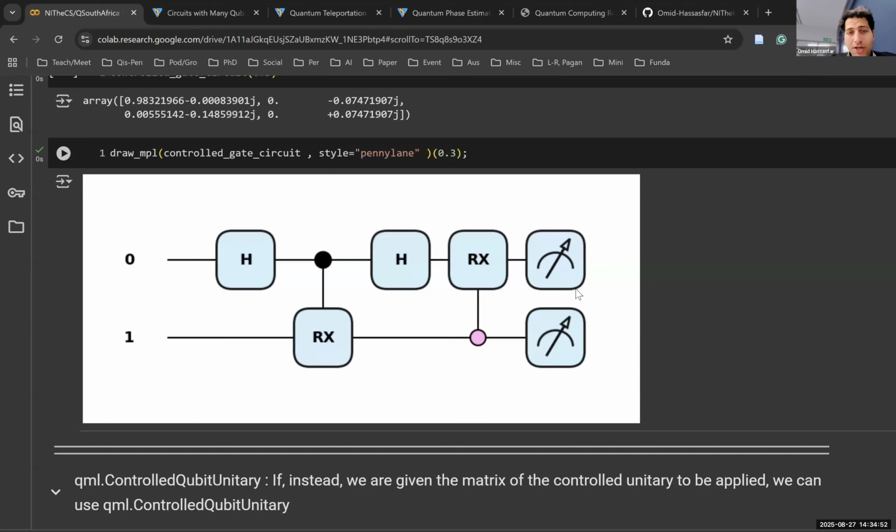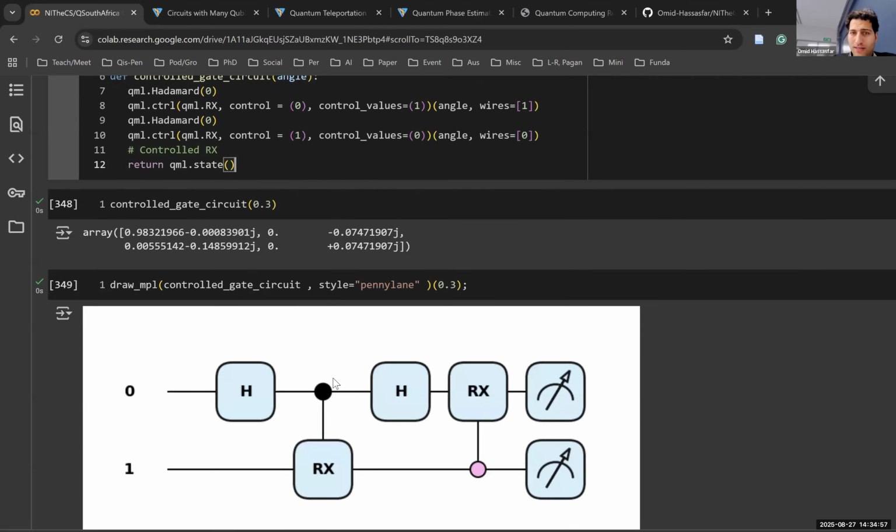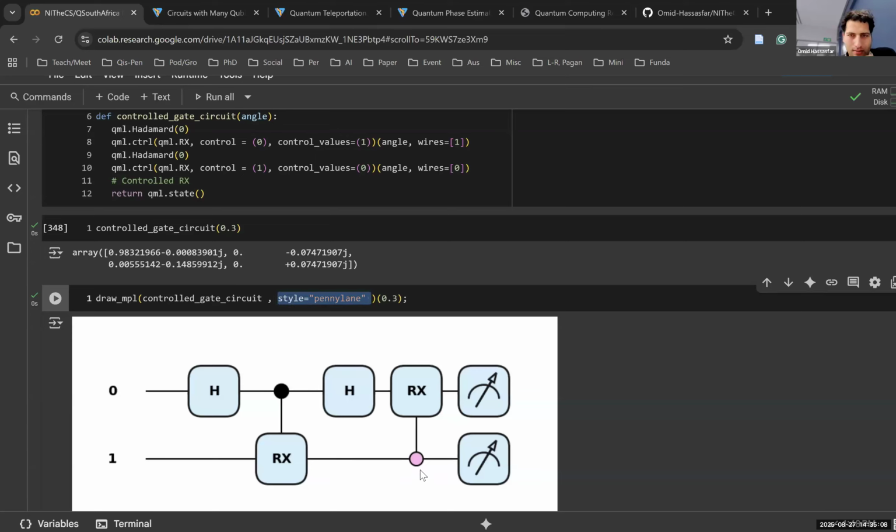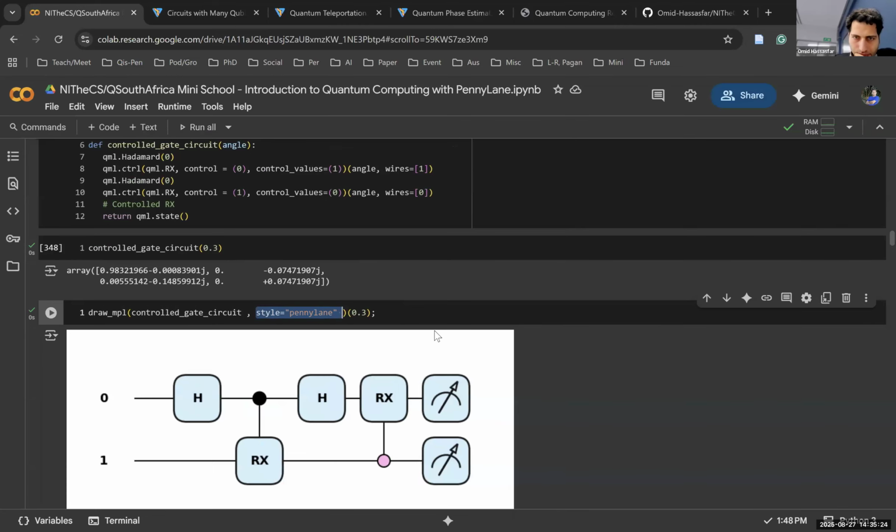And also, I changed the control value. Here it should be 0. In PennyLane, if we use PennyLane style for drawing the circuit, this pink means that your control value can be 0 as well. So if the control value is 0 on qubit number 1, it applies Rx to qubit 0.